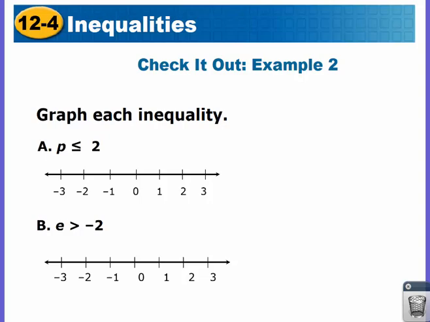Okay, let's see how you did. Now the A says P is less than or equal to 2. Okay, so I'm going to come over here and I'm going to put a circle on 2 and I'm going to shade it in. I'm going to close it up because it says equal to. Okay, and it says I need values that are less than 2, so those are the ones that are left of 2. Okay. For B, I've got E is greater than -2. So in this one, it does not include -2, so I put an open circle, but I need all values greater than -2.